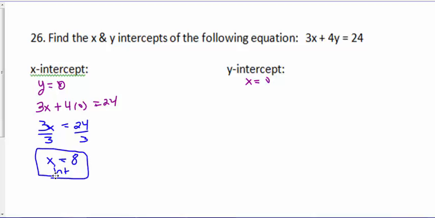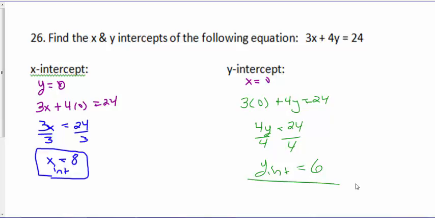Okay. Now let's look at this one. Let's go to green. X is 0 on the y-intercept. So 3 times 0 plus 4y equals 24. So 4y equals 24. Divide by 4. So the y-intercept equals 6.